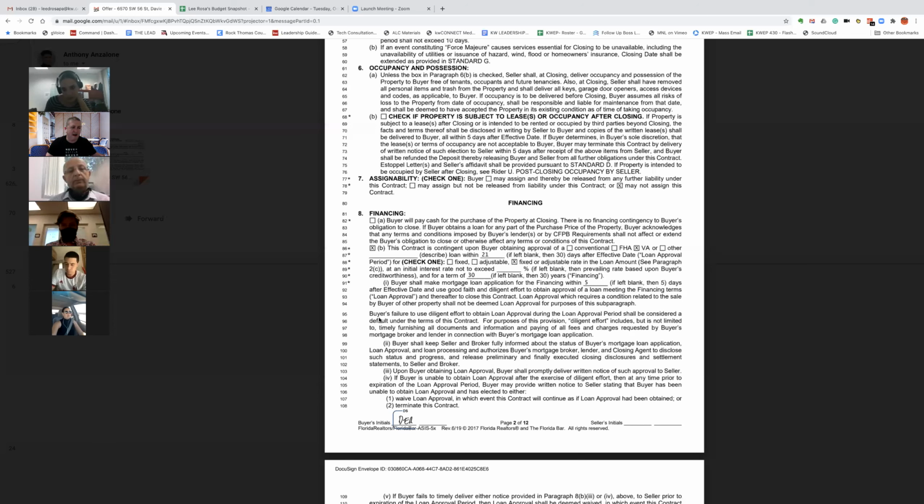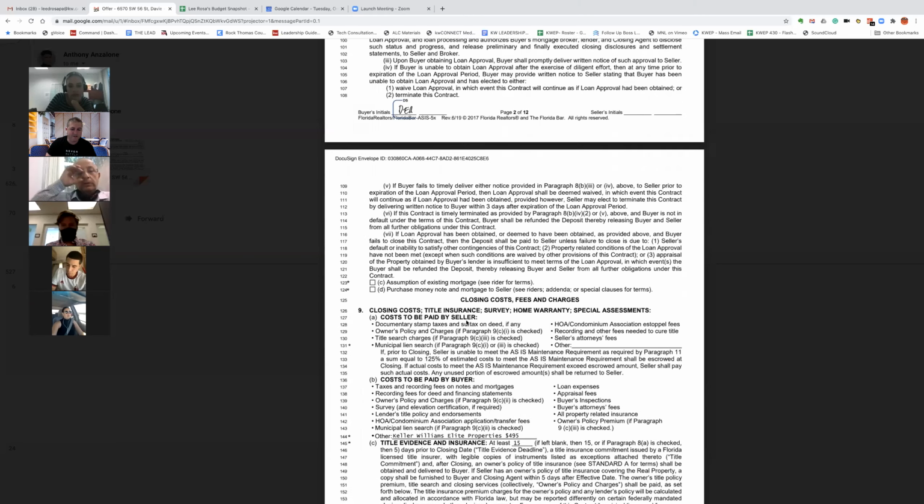So line 95 is really important. Your failure to use diligent effort to obtain loan approval during the loan approval period, 21 days, shall be considered a default under the terms of this contract. In other words, if the lender asks you to send in paperwork, it is your duty to get it in as soon as possible.